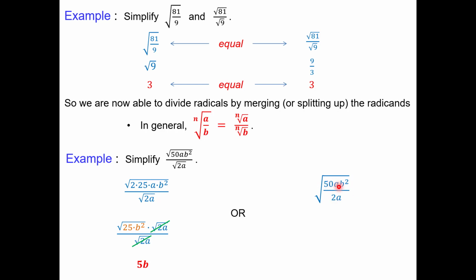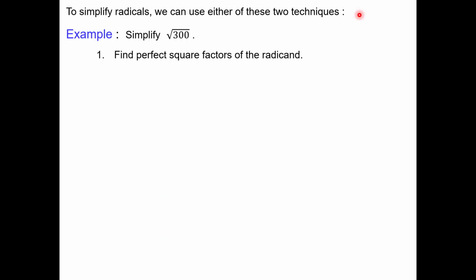We have an a on top divided by an a on bottom. And so we get to simplify. And we end up with a 25b squared inside our square root, which gets us our same answer, 5b. So to simplify radicals, we can use either of those two techniques. And so let's try this.